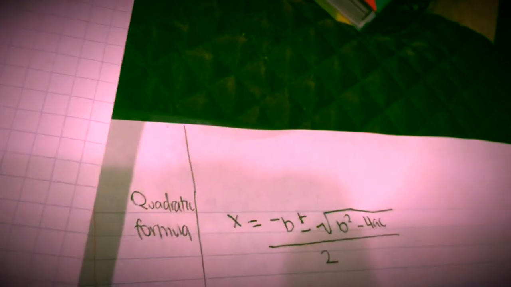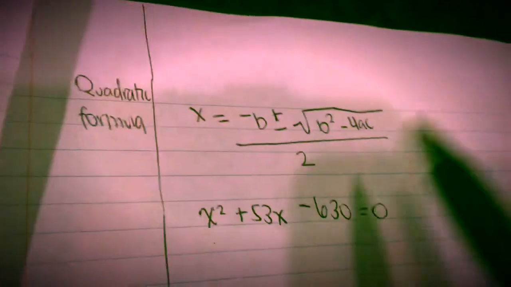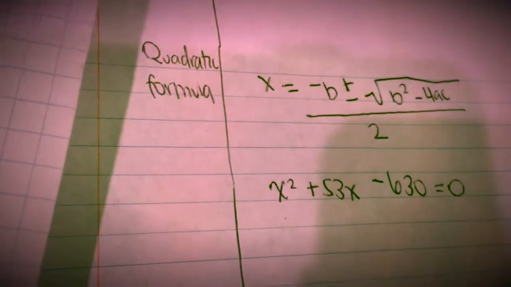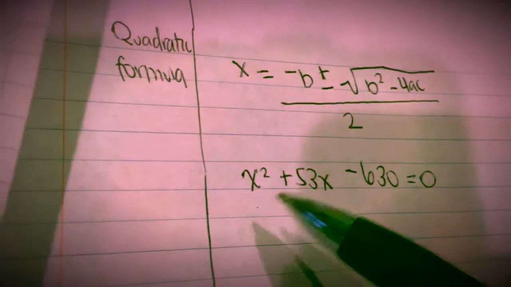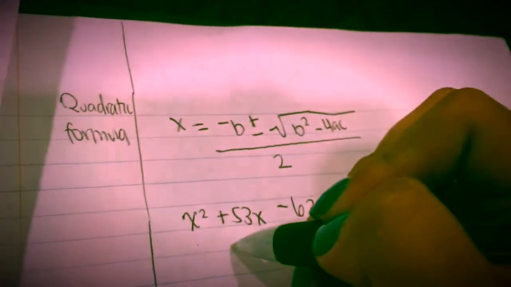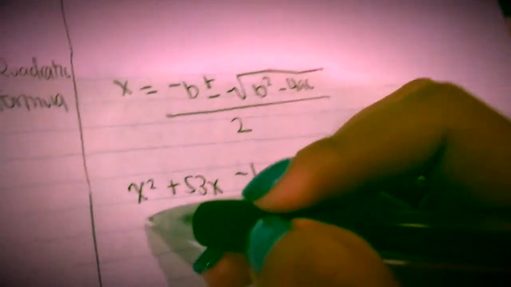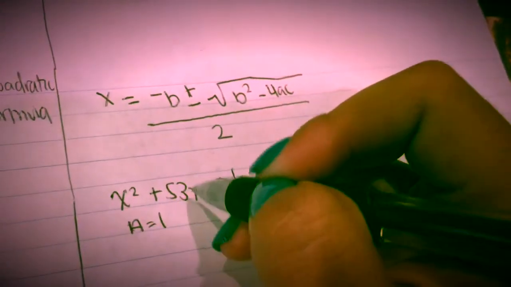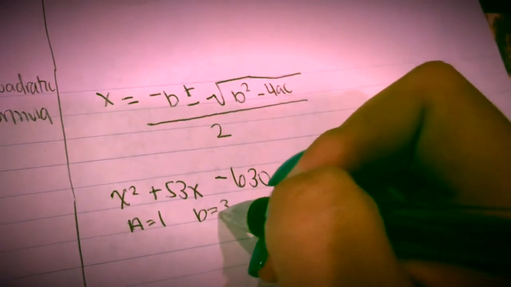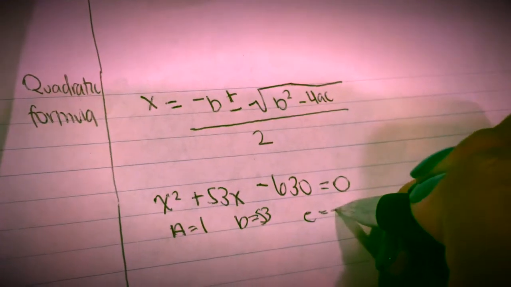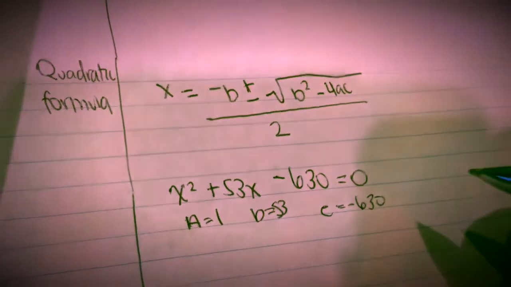So the first one we're going to be talking about is the quadratic formula. Here's the equation that we use for this every single time. The numbers we got to plug in were x squared plus 53x minus 630 is equal to 0. So A is equal to 1, B is 53, and then C is negative 630.